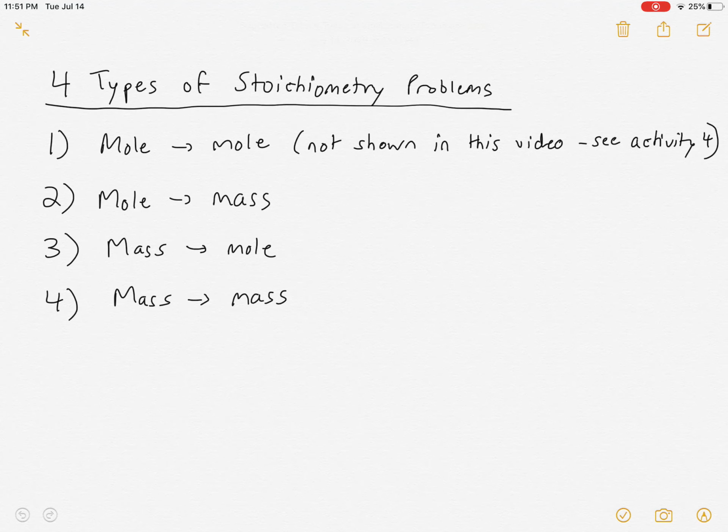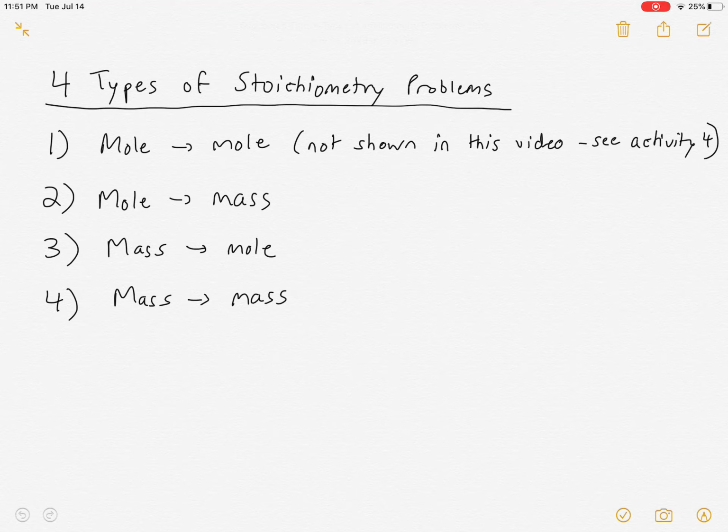So there are 4 types of stoichiometry problems that you'll see in this unit. First is mole-to-mole conversions. I'm not going to show you an example of that in this video. That you should be able to see in activity 4. The second type is mole to mass. Third is mass to mole. And fourth is mass to mass. These types just tell you what you're starting with and what you're given, and then what you need to find at the end.